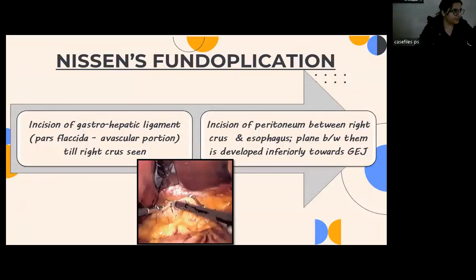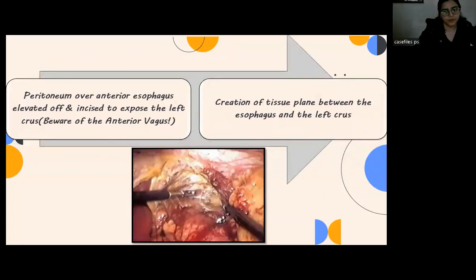Moving on with the first technique, that is the Nissen fundoplication. This begins with incision of the gastrohepatic ligament, primarily in the pars flaccida region, that is the avascular portion, till we can visualize the right crus of the diaphragm. After this, we incise the peritoneum between the right crus and the esophagus and try to create a plane between them posteriorly, except towards the gastroesophageal junction.